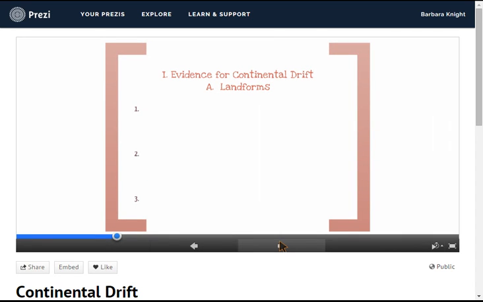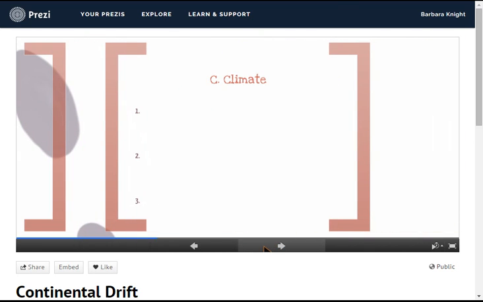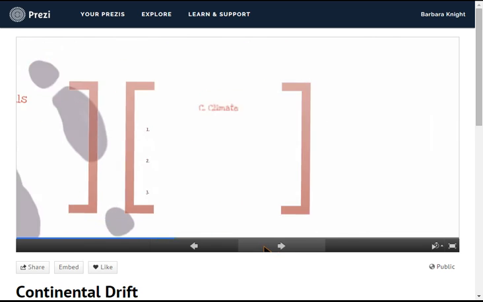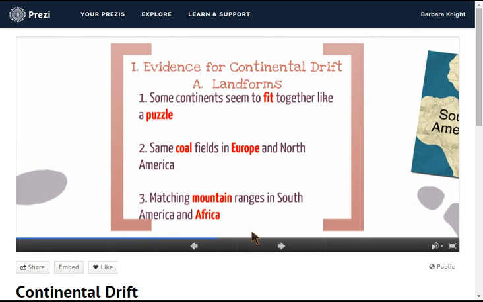And there are three pieces of evidence for continental drift. One is the landforms themselves, fossils that are found on each continent, and of course the climate. At first, the theory was rejected because there could be no explanation as to the amount of force, the type of force that could move huge continents. We now know that that force was actually plate tectonics, which we'll learn about in the next section. We'll look at that later.